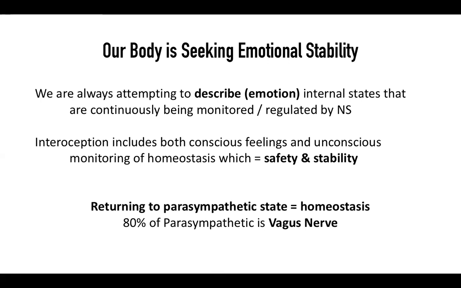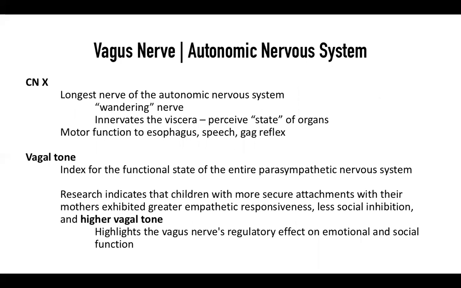Now, 80% of the parasympathetic system is formed by the vagus nerve. And the vagus nerve, I'm sure you guys are all familiar with this, is a very long nerve. It's a wandering nerve. It innervates all the viscera, and it's really helping to control the digestion and the heart rate and swallowing, gag reflex. It's controlling so many things with this subconscious side of our nervous system.